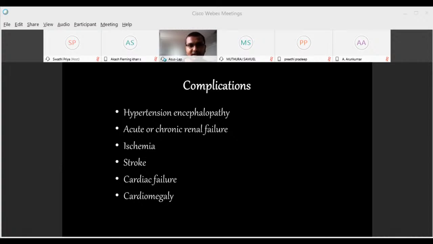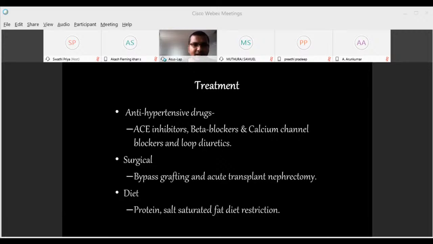Okay, and acute or chronic renal failure, ischemia, stroke, cardiac failure, and cardiomegaly. Cardiomegaly means the enlargement of the heart. Treatment: we can give antihypertensive medications like ACE inhibitors, beta blockers, calcium channel blockers, and loop diuretics. Surgically, we can also do treatment by bypass grafting or acute transplant nephrectomy. Diet: we can manage diet by giving protein, salt, and saturated fat restriction.